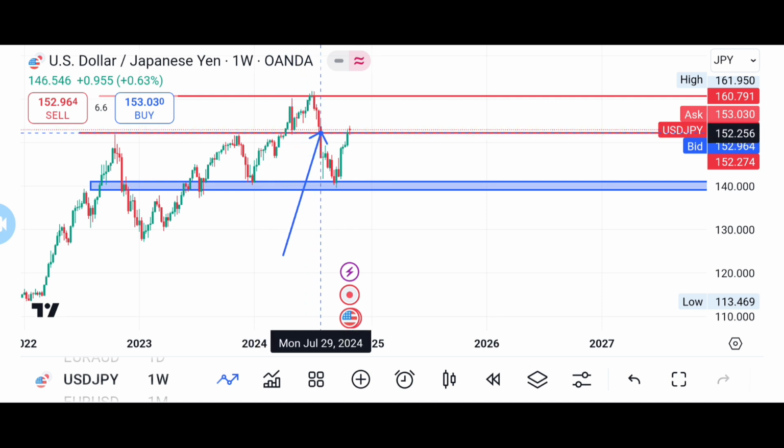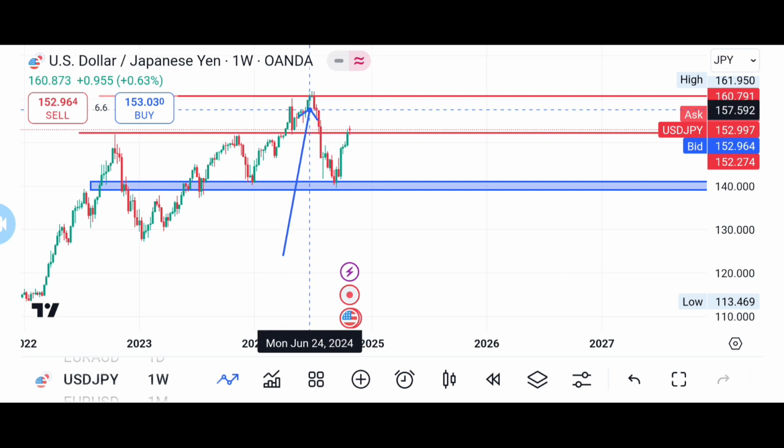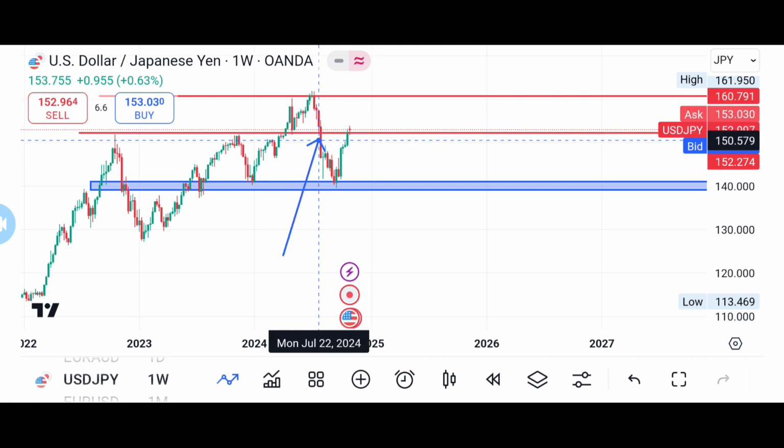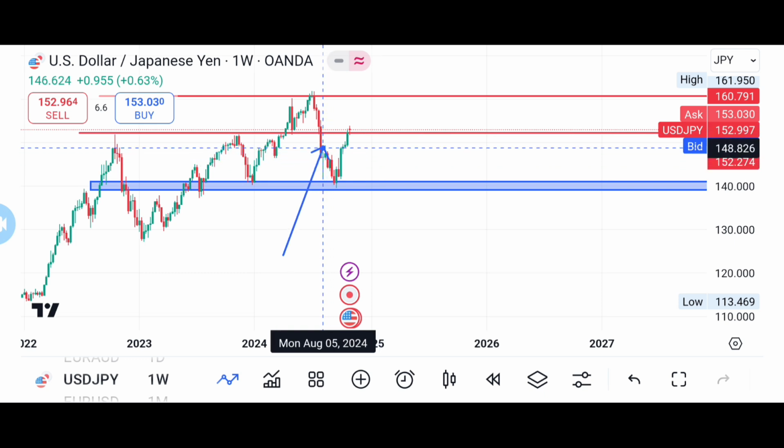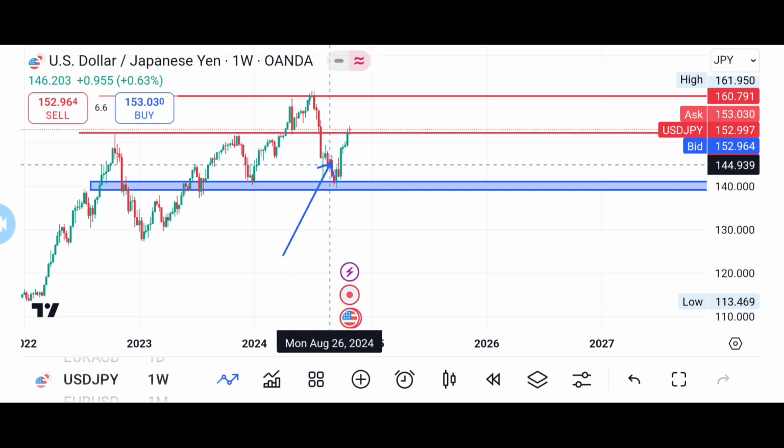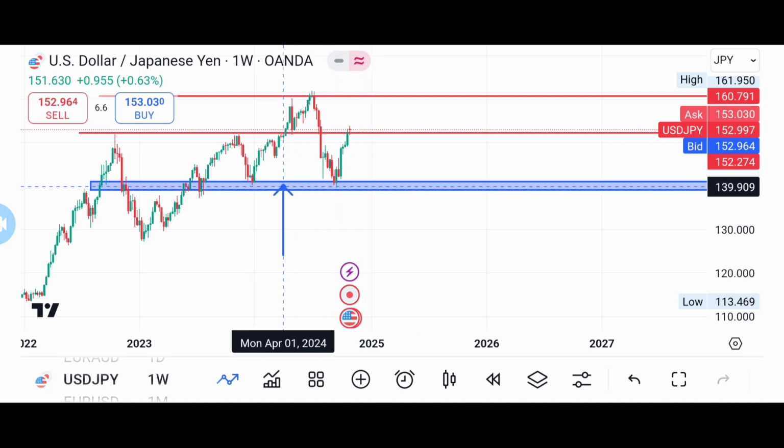Once the sellers were able to break this current support, it continued to form a new higher low. Can you see a new higher low, guys? So the market continued to form a new higher low, and it reached our monthly support.